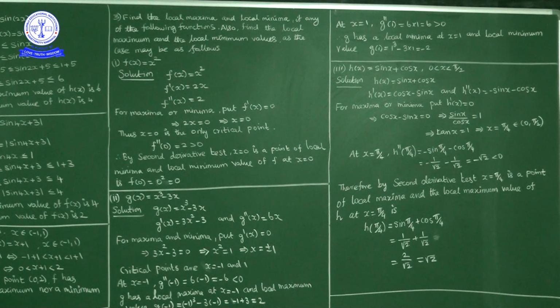Therefore, by the second derivative test, x equal to pi by 4 is a point of local maxima, and the local maximum value is h of pi by 4. h of pi by 4 is sin pi by 4 plus cos pi by 4. Sin pi by 4 value is 1 by root 2 plus cos pi by 4 value is also 1 by root 2. 1 by root 2 plus 1 by root 2 is 2 by root 2, nothing but root 2. So h of x has a local maximum at x equal to pi by 4 and the local maximum value is root 2.